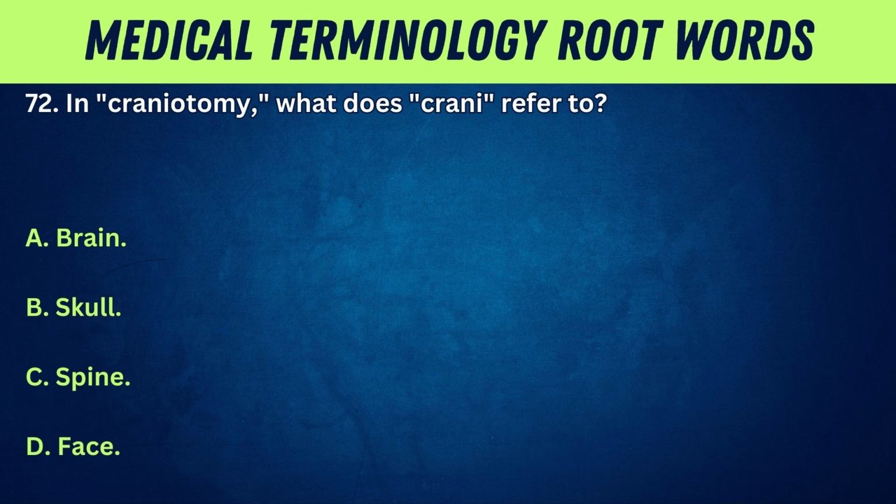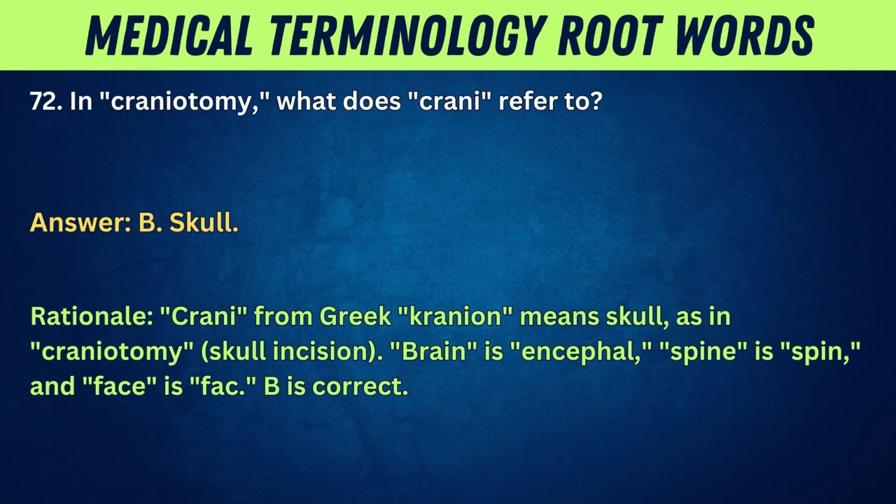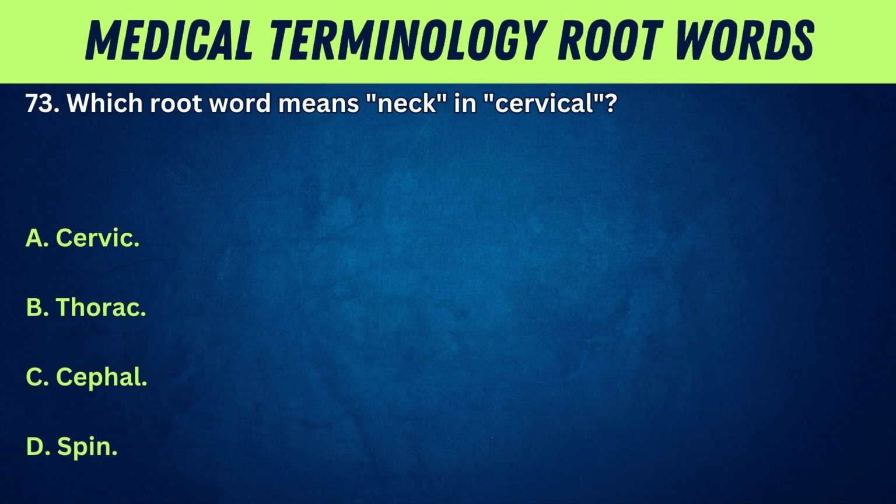72. In craniotomy, what does crani refer to? A. Brain. B. Skull. C. Spine. D. Face. Answer. B. Skull. Rationale. Crani from Greek kranion means skull, as in craniotomy, skull incision. Brain is encephal, spine is spin, and face is faci. B is correct.